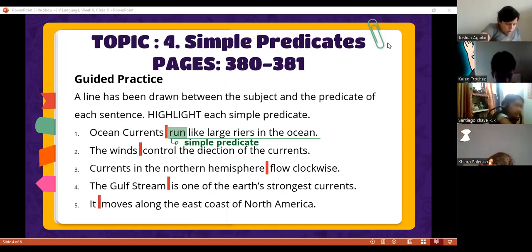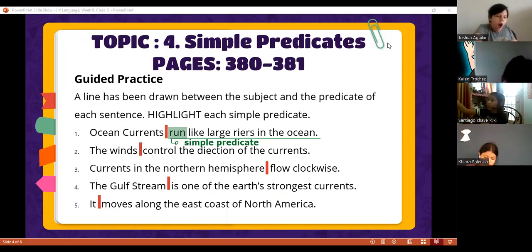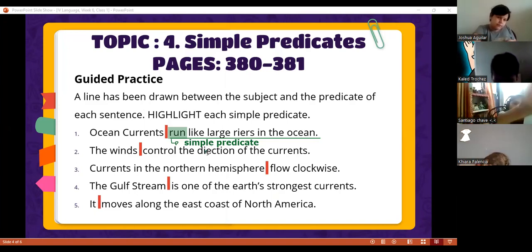In number 2, control the direction. The R is missing. That's right, it's misspelled. The letter R. Excellent. Thank you, Lucia. Direction. The letter R is missing there.